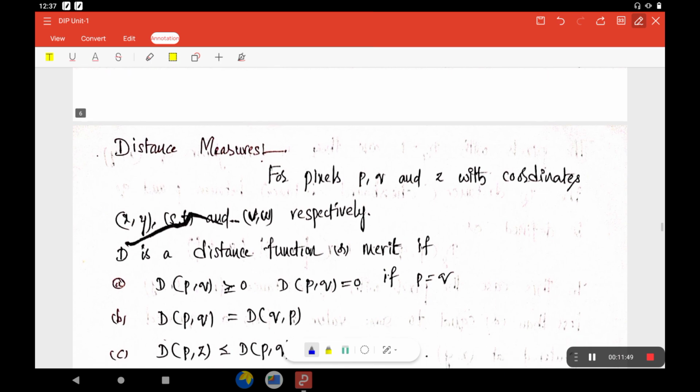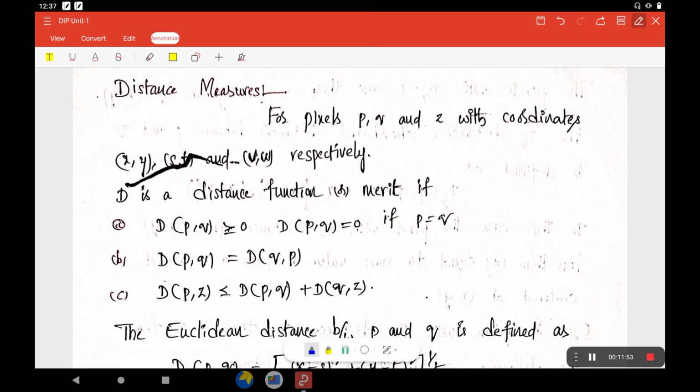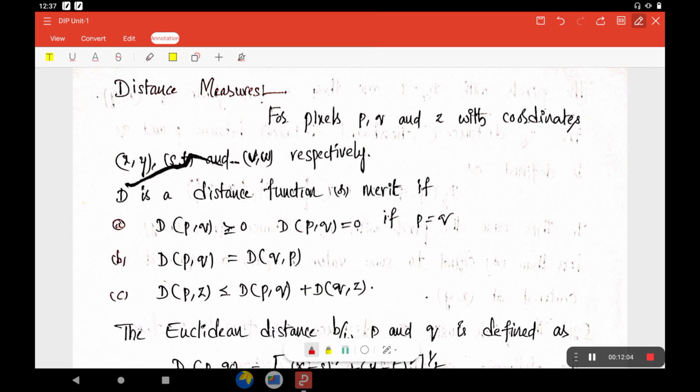Okay, this is nothing but just a relation between pixels. Then how can I represent the distance measure? Suppose we want to find the distance between 2 pixels, how are we going to define that? This is also one of the most important topics, so let's move on to this one.